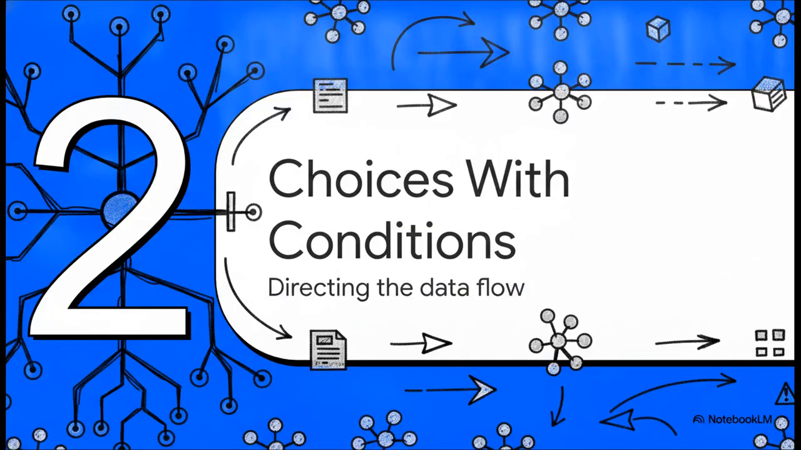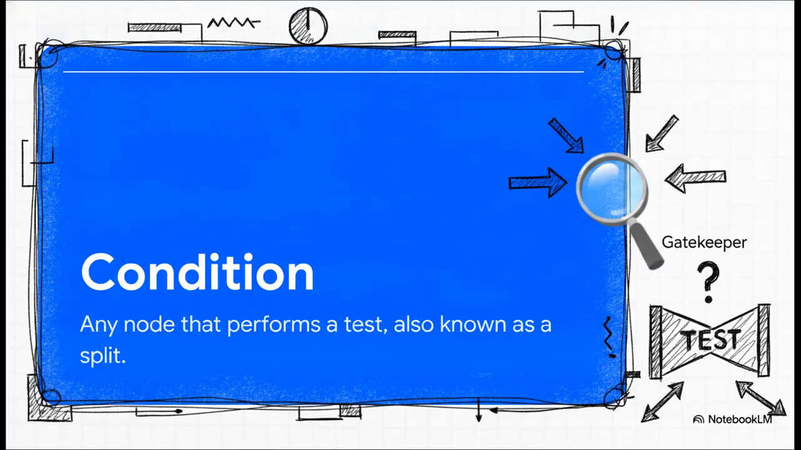Moving on to Section 2, Making Choices with Conditions. Having mapped the basic anatomy, we really need to understand how the tree directs traffic and makes its choices at each of those junction points. And that brings us to the condition. A condition, which, by the way, you'll also hear referred to as a split or a test, is the exact moment the algorithm asks a question to divide the data. It's basically the gatekeeper of the node.